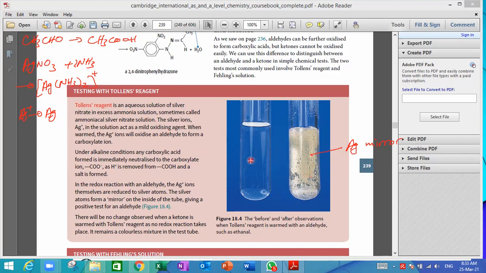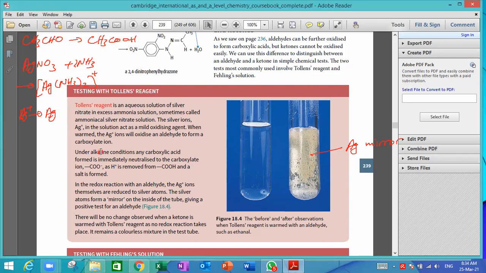But for ketones, we said that ketones do not oxidize further. Aldehydes did this reaction because they can be oxidized further to the carboxylic acid. But the ketones are not going to be oxidized further. That's why nothing will happen if we add Tollens reagent to the ketone. Okay, this is the first test.